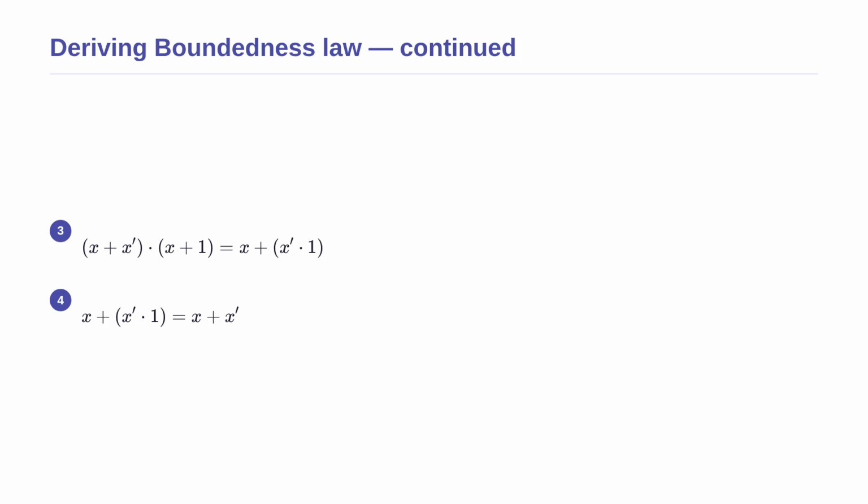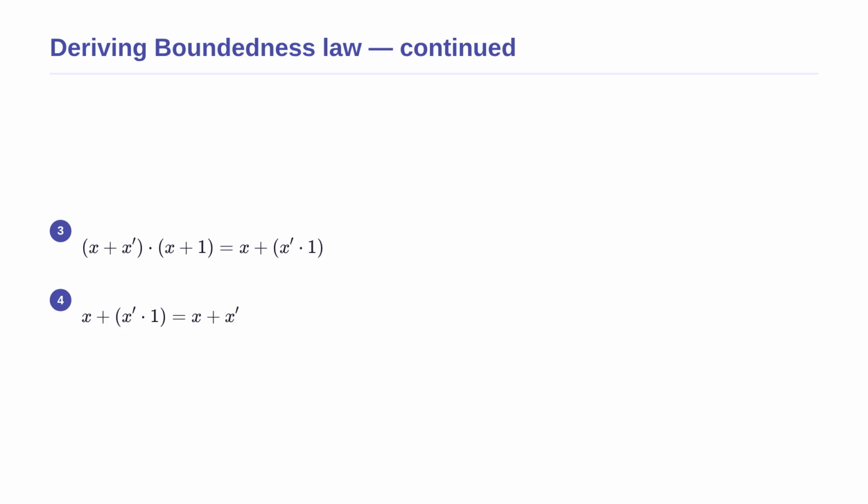Moving forward with our expansion, we again apply the distributive law in reverse to simplify the expanded equation. Both sets of parentheses contain an x followed by a plus sign. We factor out this common x, which acts as our shared term. This leaves us with x added to the product of the remaining unique terms, which are x prime and 1.